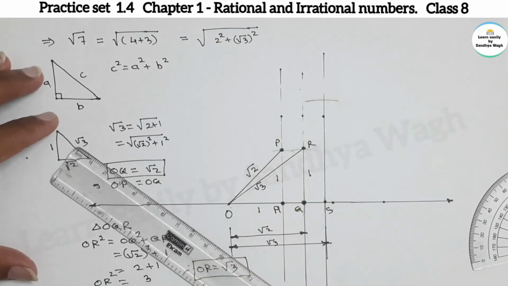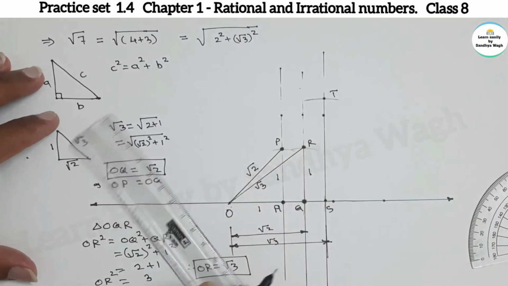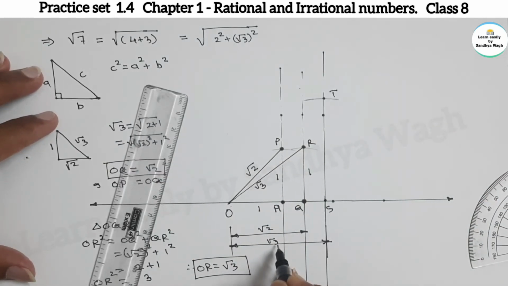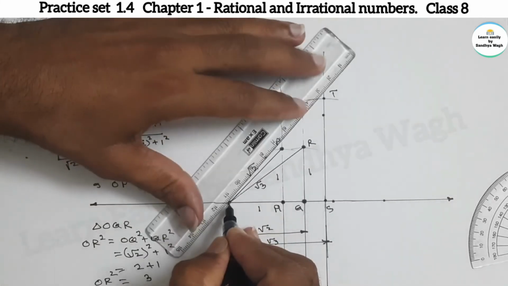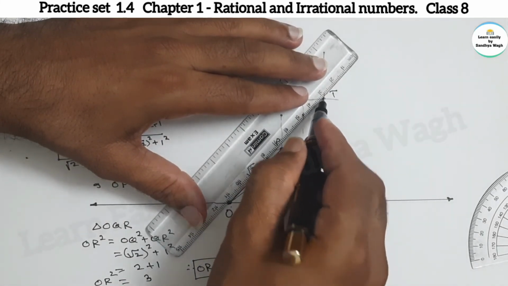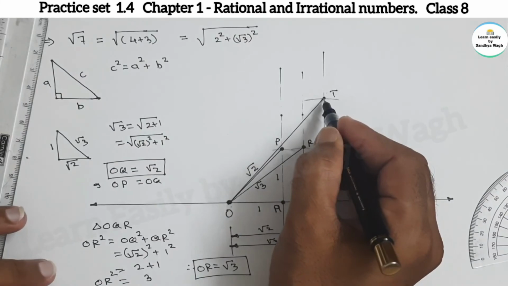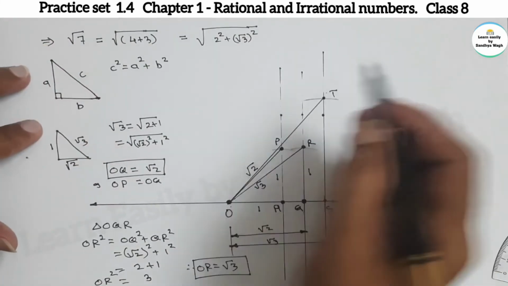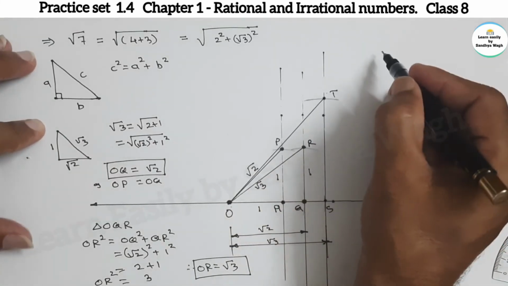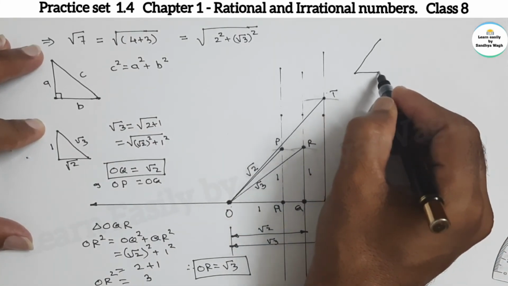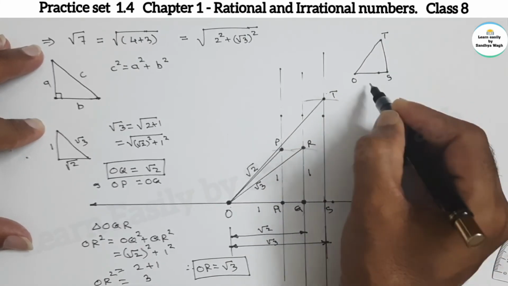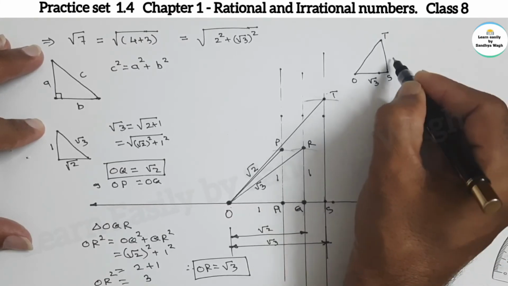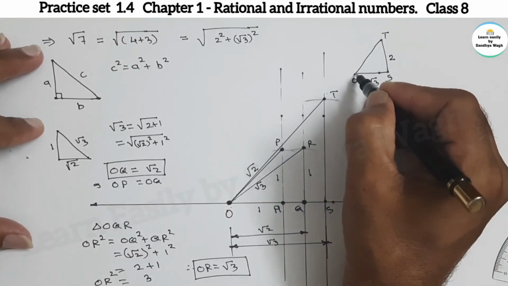So this intersecting point, let this be T. So root 3 is this, and this distance is 2 units. Join OT. So we got a right angle triangle. If this point is O, this point is T, and this point is S, this distance is root 3, this distance is 2 units. So we can calculate OT.